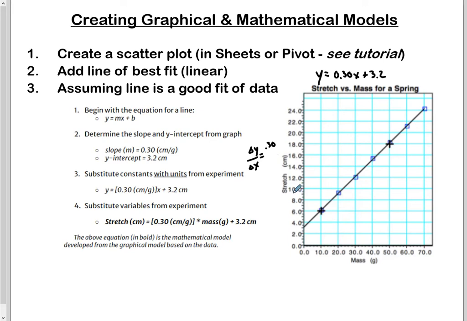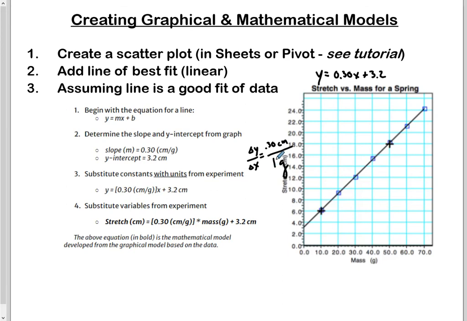And what is the unit? These aren't just numbers anymore, these are units. Y has a unit. So 0.30 centimeters over, well, what's x? X is 1 for every 1x. And then again, it's got a unit. X has a unit, it's grams. So my slope is 0.3 centimeters over 1 gram. So we're giving some meaning to this. And my y-intercept is 3.2.